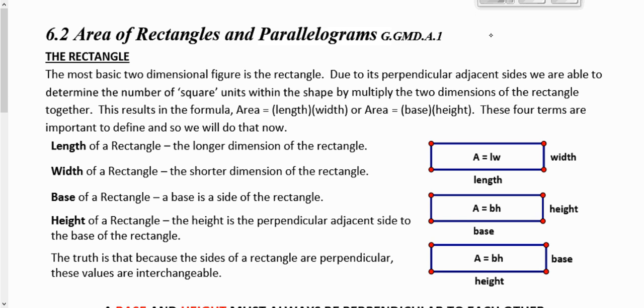Area, not perimeter anymore, area, okay? Rectangles and parallelograms. I'm not sure why they had to put "and" there because, as you know, rectangles are parallelograms, aren't they? Before right angles, okay?